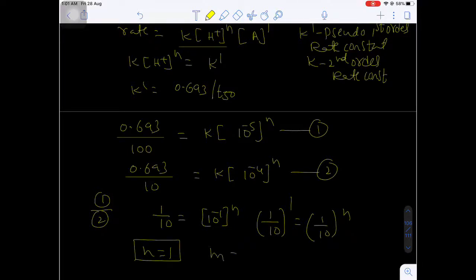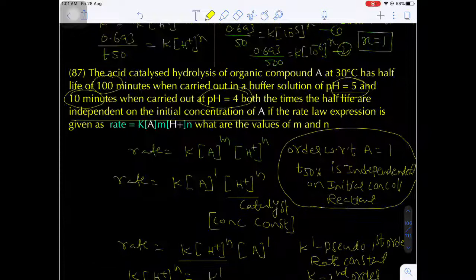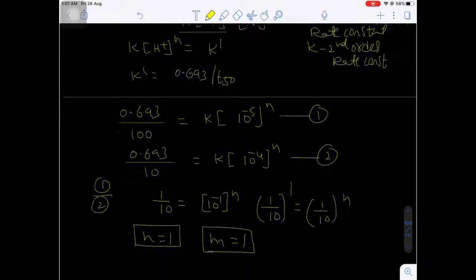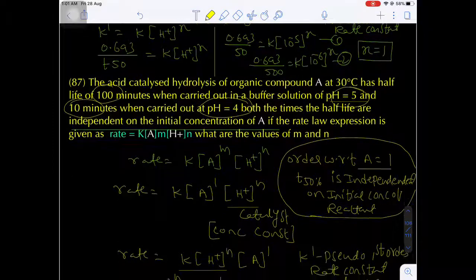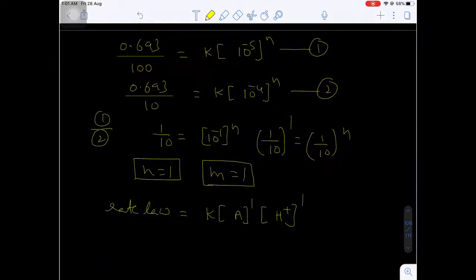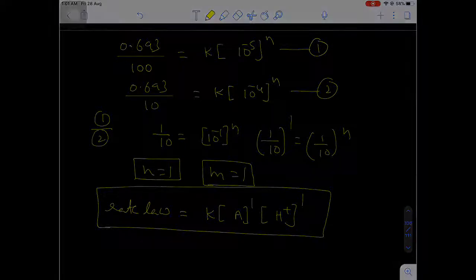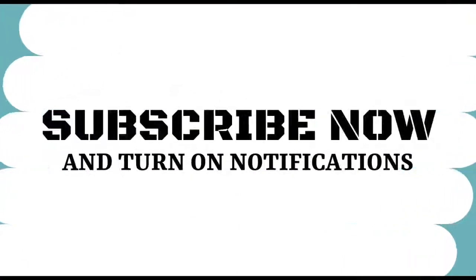And the m value we already know is 1, because with respect to organic compound capital A, the half-life is independent of the concentration of capital A, which corresponds to first order kinetics. Are you getting my point? So what is the overall rate law expression? Rate law will be K into A to the power 1 and H plus ion concentration to the power 1. That means m value is 1 and n value is also 1.